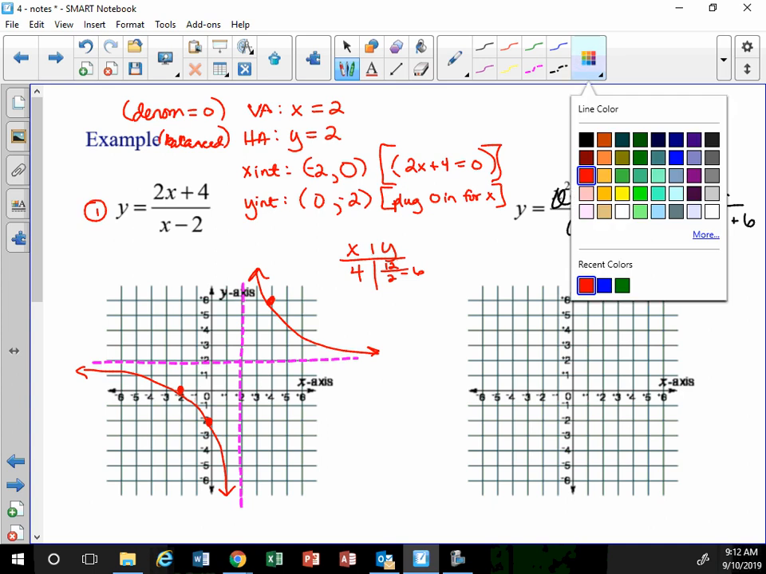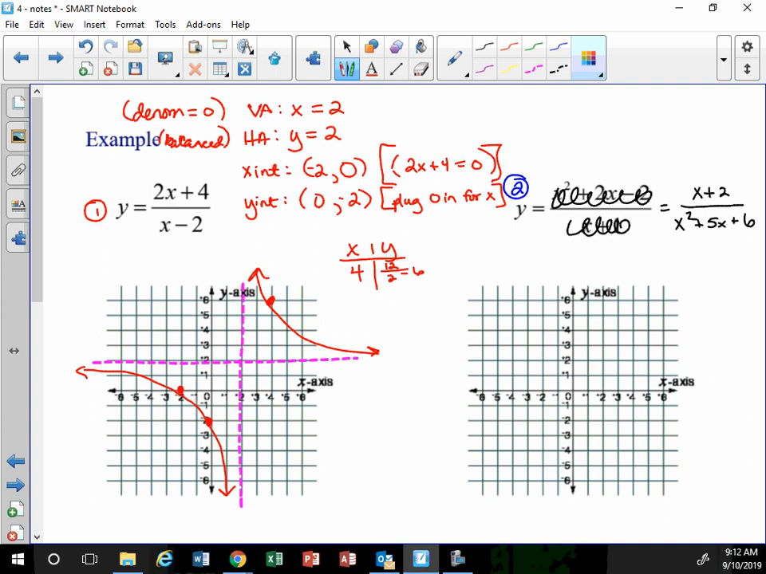So we'll do number 2. All right, number 2 here. So rewrite it for me. I changed the equation to x plus 2 over x squared plus 5x plus 6. Go ahead and try that.